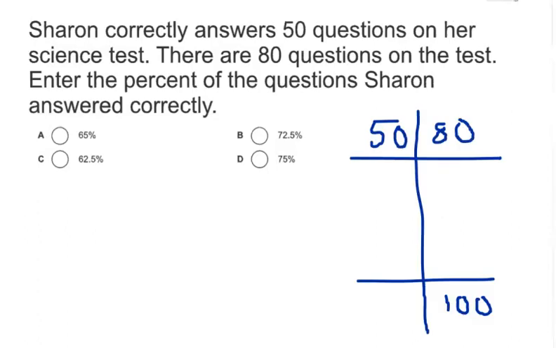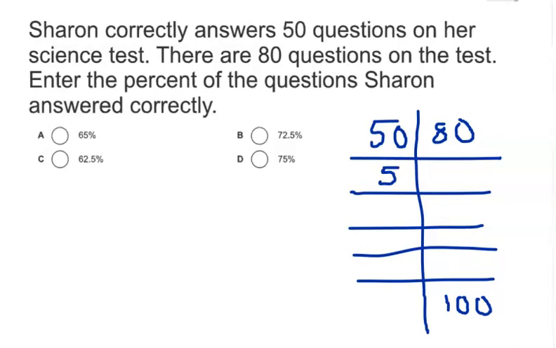Okay, so I went ahead and made the table. Here's our part, the 50, the whole amount. The total number of questions is 80, and we need to get it out of 100 to get the percentage. So we're just going to add some lines here, see if we can give us some options. Okay, so if we divide them both by 10, that's going to give us 5 and 8, right? 50 divided by 10 is 5, 80 divided by 10 is 8. 8 doesn't get me directly to 100 somehow. I don't know. Let's cut them in half.